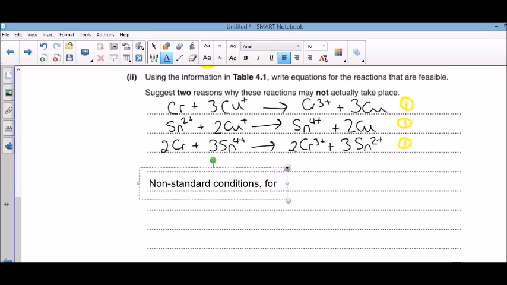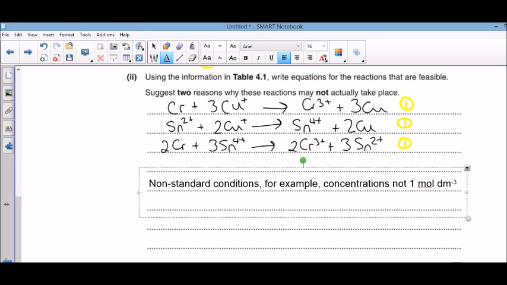So for example, concentrations not 1 mole per decimeter. So we could have non-standard conditions, and then we could have either activation energy is too high, or we could have the rate is too slow.